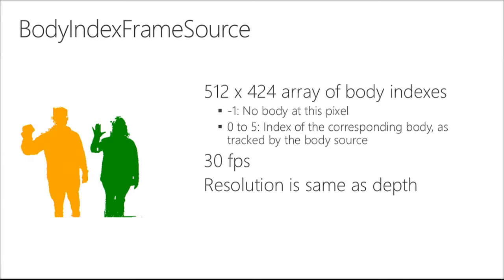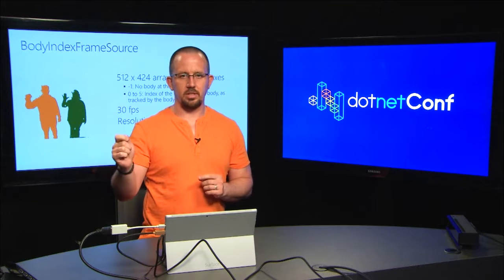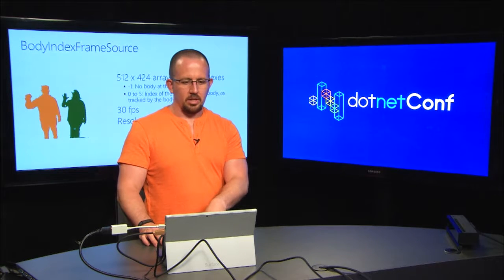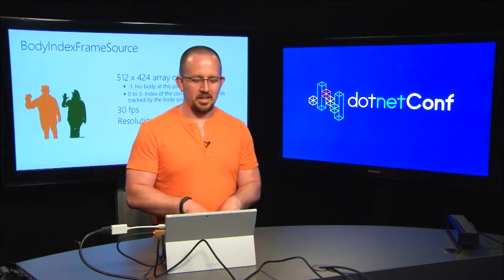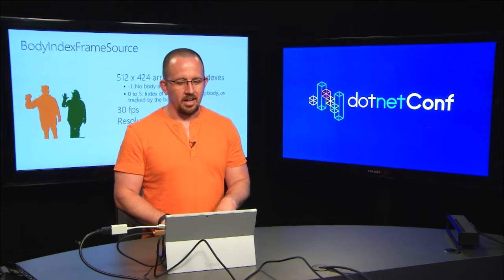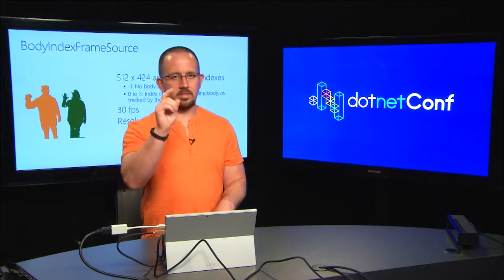Body index frame source. Think about this as essentially the Kinect is able to tell you, in that array of 512 by 424 pixels, which pixels are associated with a person and which person. So again, we track up to 5 people. So it's going to be an array 0 to 5. It's a 0 indexed array of bodies. There's actually a property in the SDK called body count. So if you're into first-person shooters, you might think that's kind of funny. But basically what it does is it says, hey, at this pixel, is there a person detected? If not, it's -1, and if so, then it would be 0 through 5 that corresponds with that person.